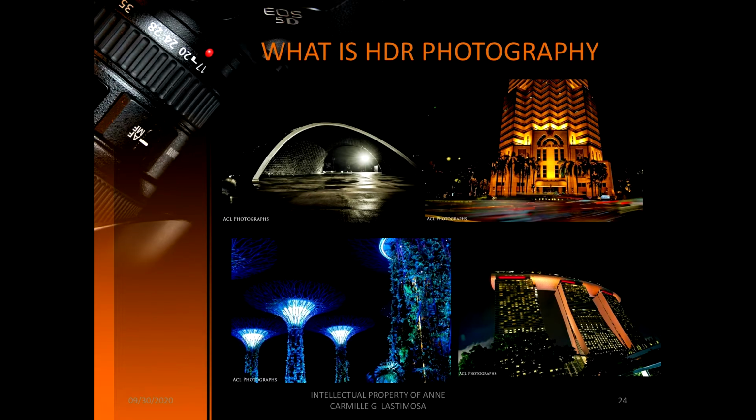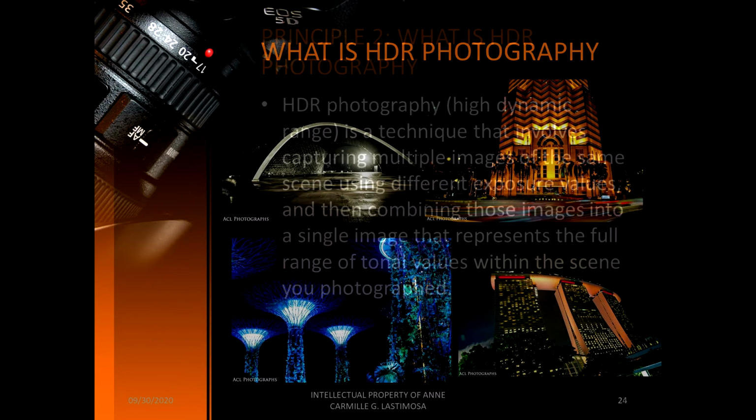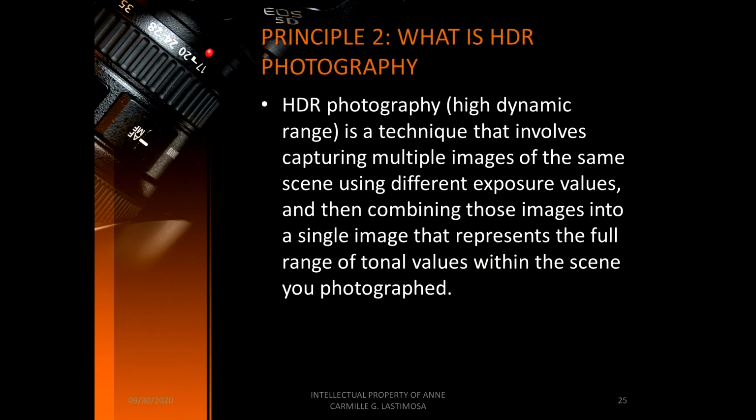Let us define, by the way, what is HDR photography. HDR photography, or high dynamic range, is a technique that involves capturing multiple images of the same scene using different exposure values and then combining those images into a single image that represents the full range of tonal values within the scene you photograph. As I mentioned a while ago, you take 3 or 4 images of a particular scene, and then you combine them into one.